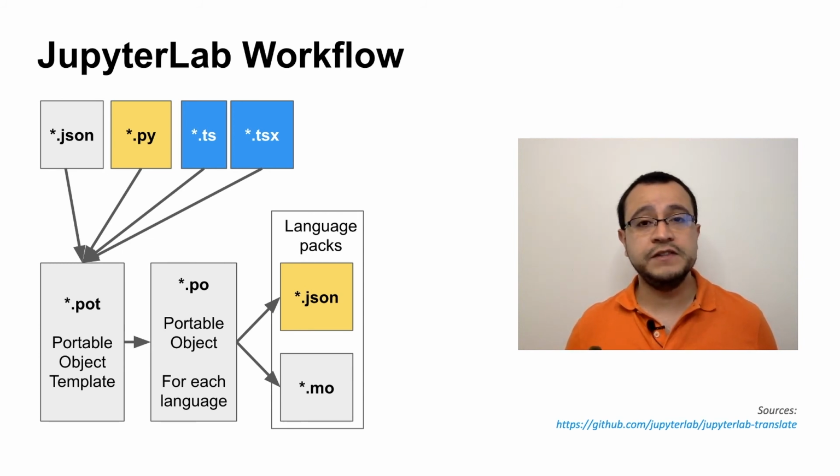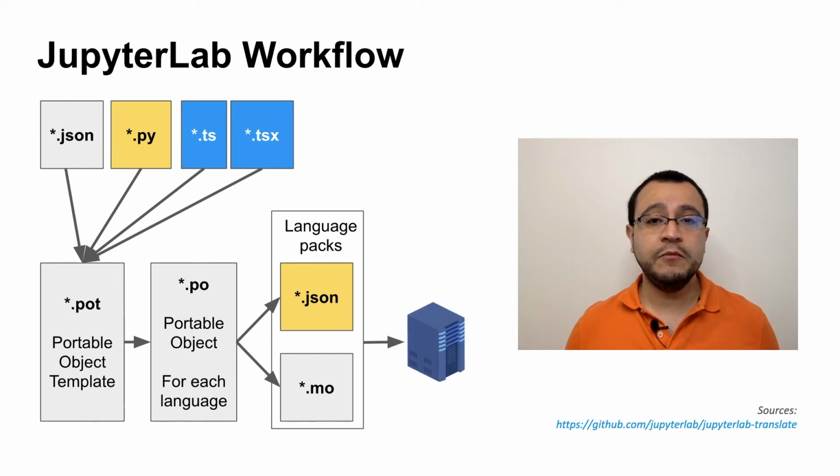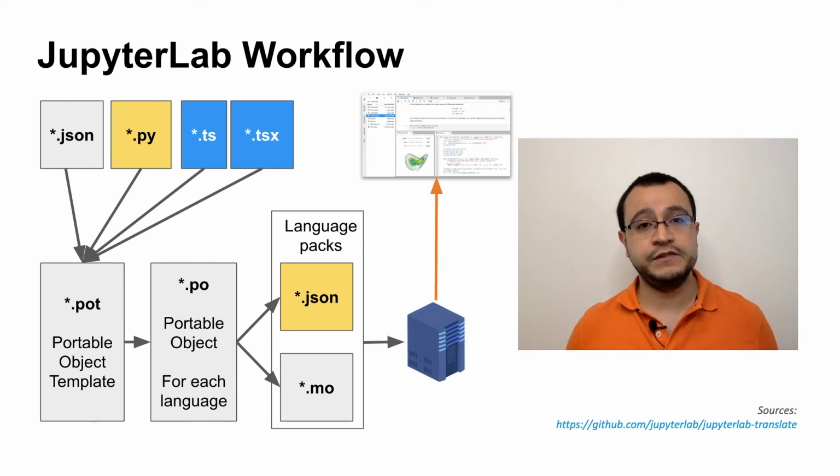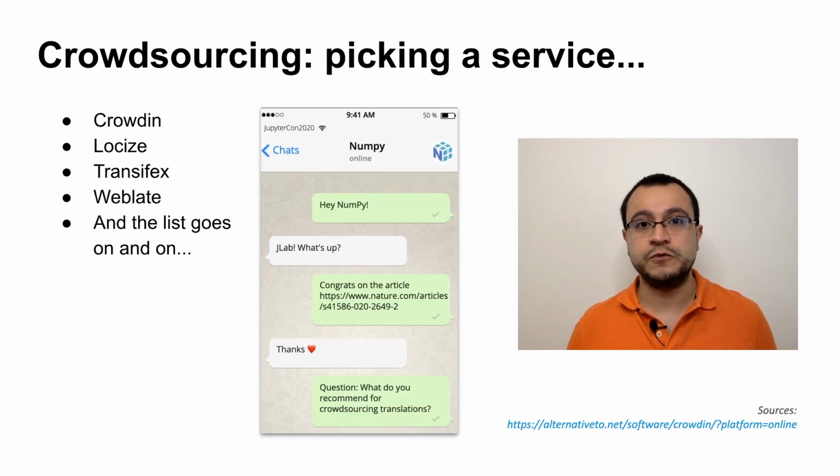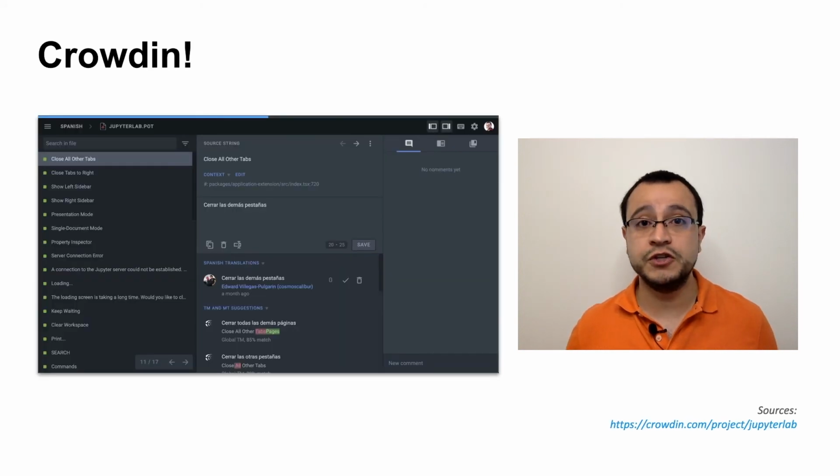The JSON file is served to the front end, and the MO file is used directly on the server by server-side extensions. So we actually needed at some point to define the service we wanted to use for crowdsourcing. There were many options, and we asked the NumPy project what their experience was with this, and they made a suggestion. They said, we use Crowdin. We tested our options, and we actually like Crowdin a lot. It provides a great and simple interface, excellent support for Gettext, and a great integration with GitHub.